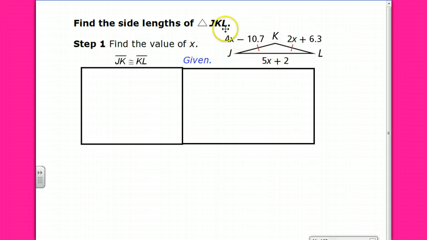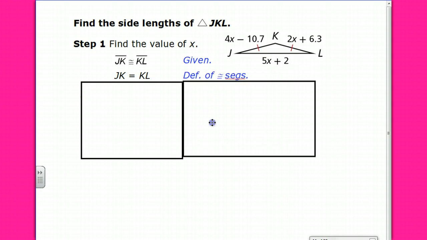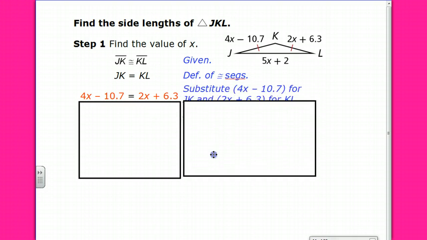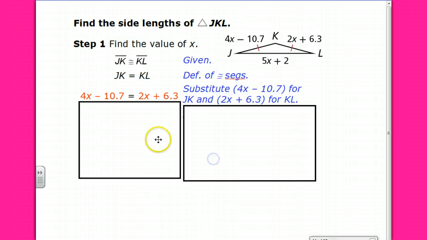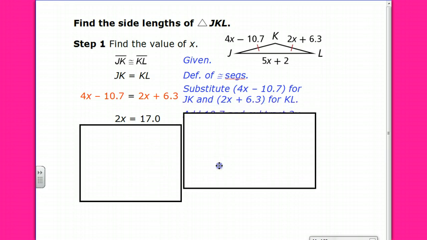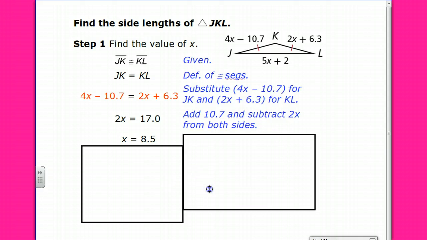So we can take this expression, 4x minus 10.7. Well, I guess we'll have to say that their measures are equal, right? And so we can take those two expressions and set them equal, and we can solve for x. Go ahead and pause and do that, come back and check. And we find that x equals 8.5, right?